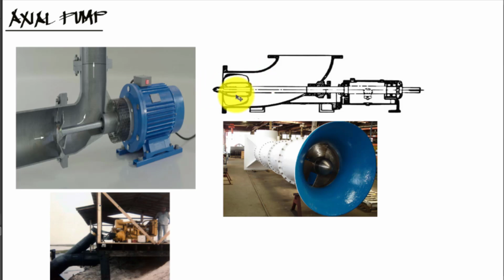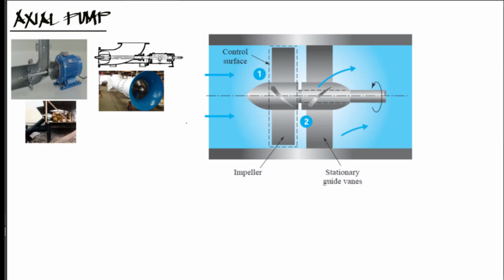And it is designed to handle a large volume of fluid. So the application is sometimes for irrigation mostly, and also for transferring one fluid to another with a low head. And the difference between the centrifugal pump and the axial pump is that the axial pump has a low pressure discharge.